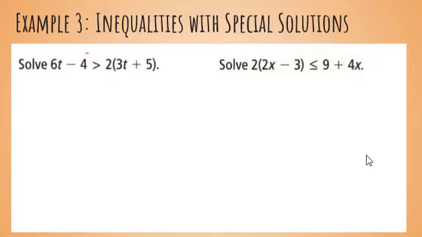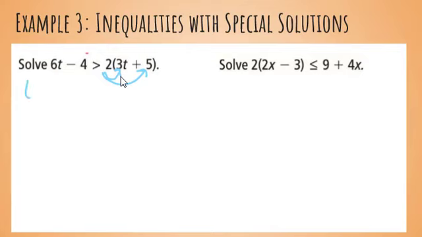Example 3 is looking at inequalities with special solutions. So you have inequalities with special solutions when your variable is eliminated in the solving process. So let's look at the first problem. We have 6t minus 4 is greater than 2 times the quantity 3t plus 5. So first we need to start by distributing this 2 to both of these terms inside my parentheses.